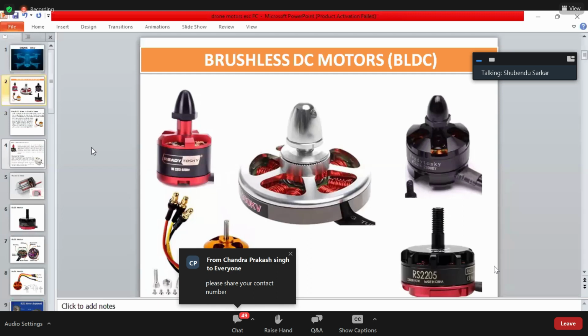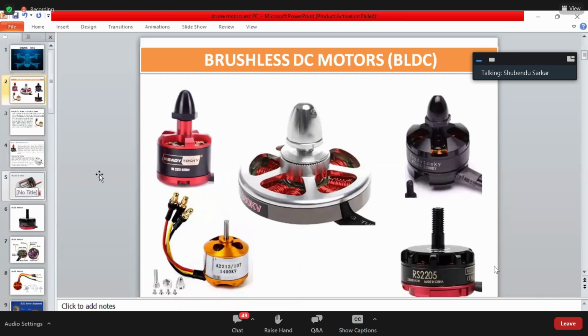Please share a contact number. The contact number, I don't know. It is going to be shared on the group. But you can ask the team member. They are going to give you some points to contact.